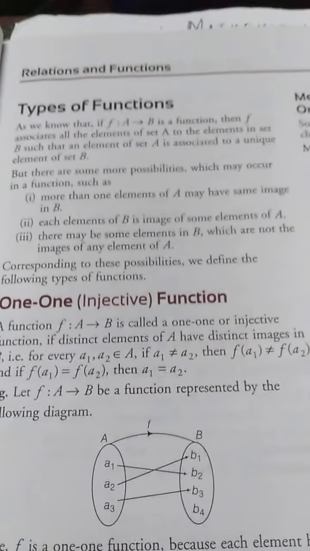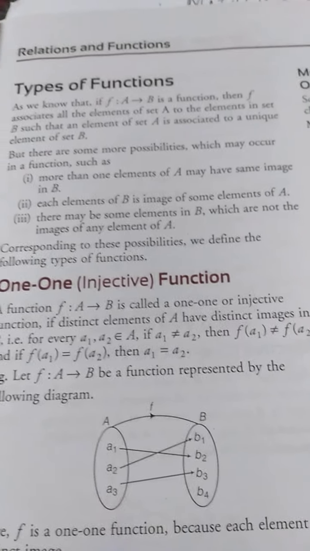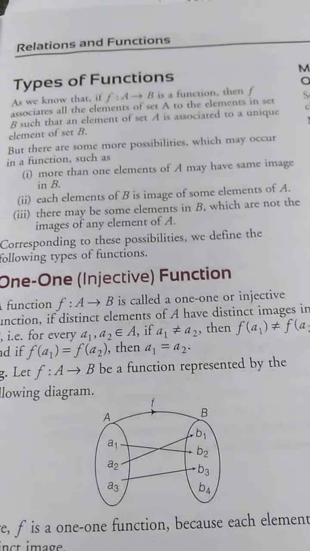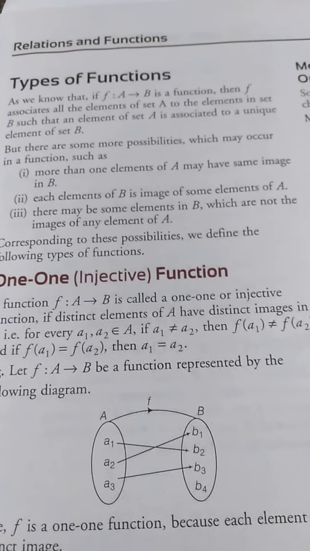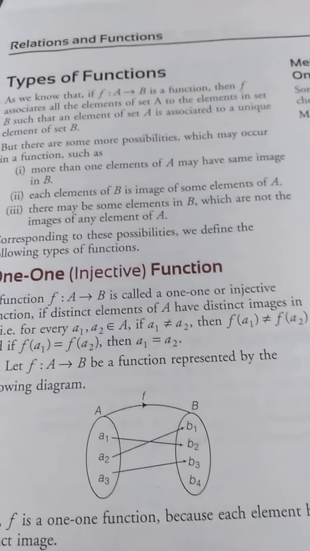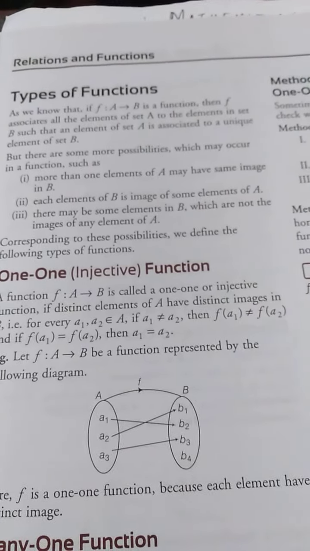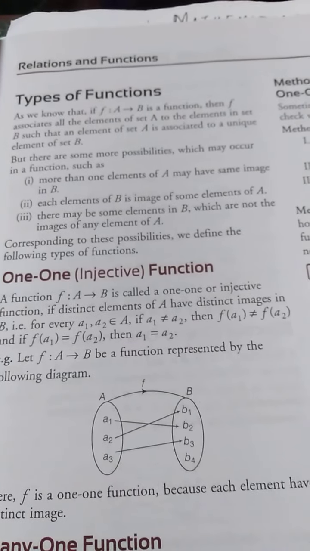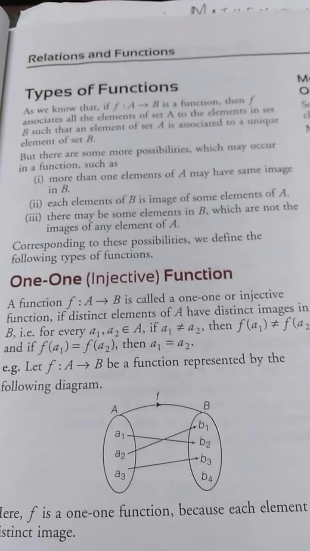Before going to that, let us see what is a function. Any relation between two variables is called a function. In mathematics, we use different types of functions. Suppose I say y equal to x, y equal to x square, y equal to x square plus 5, y equal to sin x, y equal to log x, y equal to e to the power x. These are all different types of functions.